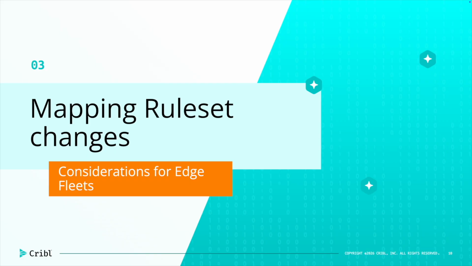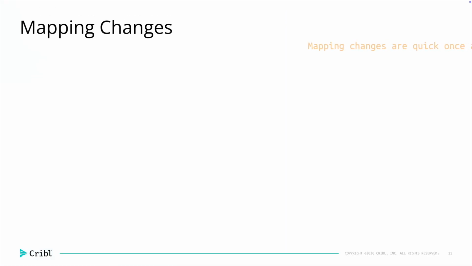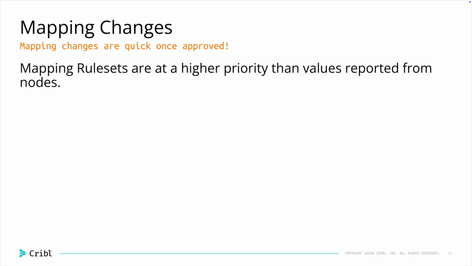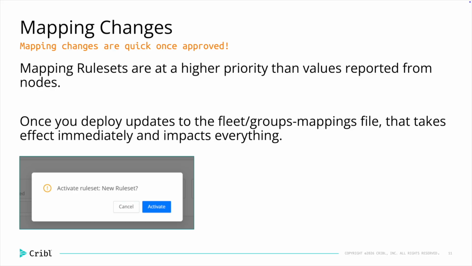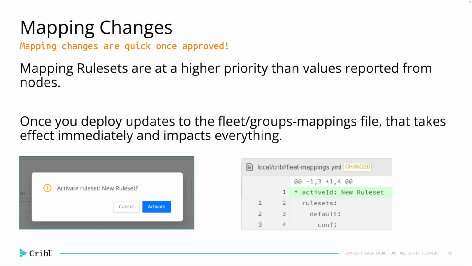Up next, we'll talk about mapping rule set changes. Mapping rule sets are used to assign worker nodes to specific worker groups in Stream, or edge nodes to fleets for Cribl Edge. Any settings in mapping rule sets are at a global level, so those configurations take priority over settings of individual nodes. So it's important to be mindful of this because when changes are made at a worker group or a fleet level, those changes actually take effect immediately and impact everything within that group.